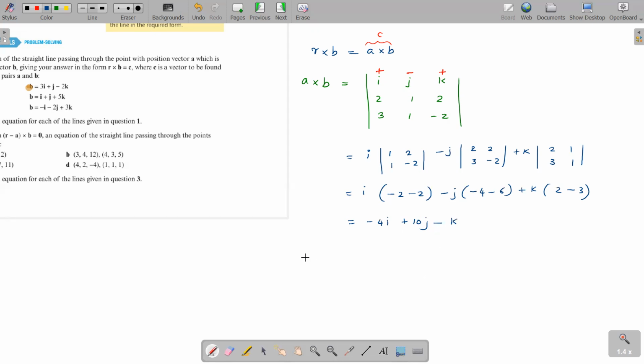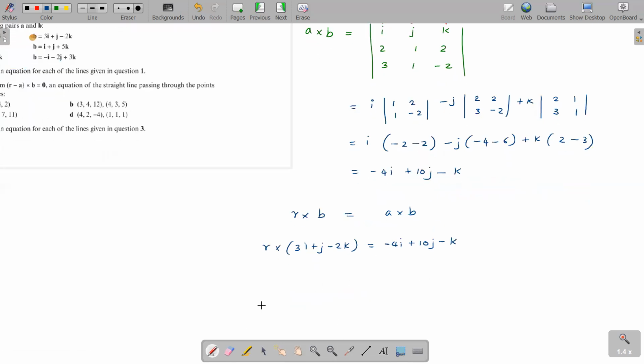A cross B. So now give the answer. So the straight line equation is R cross B equal A cross B. So do we know the B value? Yes. So R cross B is 3i plus j minus 2k equal A cross B is minus 4i plus 10j minus k. Or you could give your answer even in column vector form. R cross 3, 1, minus 2 equal minus 4, 10, minus 1. You would even give your answer in this form.